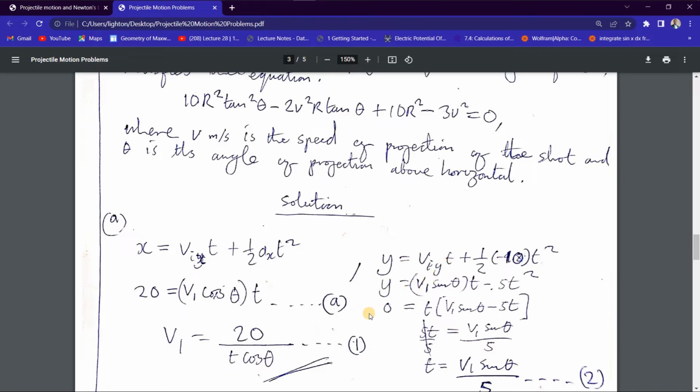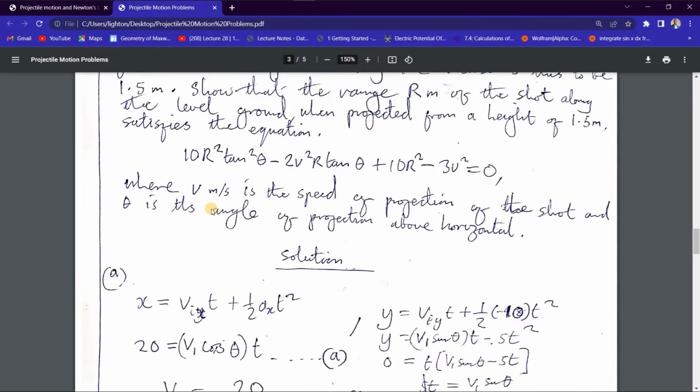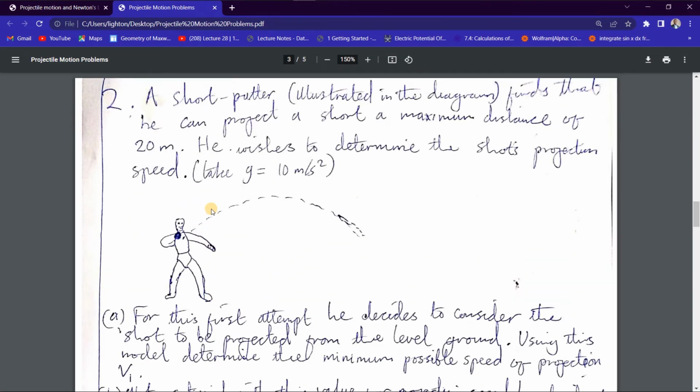And y here, this y component of displacement, is 0. Why is that so? Because this particle is being assumed to be projected from the level ground, going all the way up and back to the level ground, meaning that the y component of displacement will be 0 because it has got back to where it started.